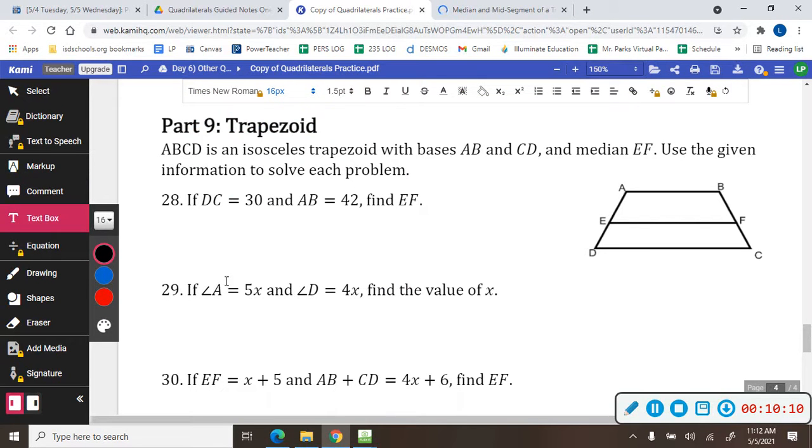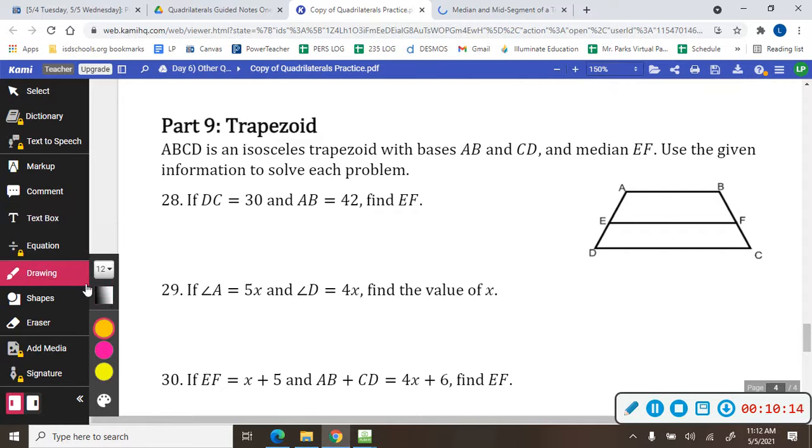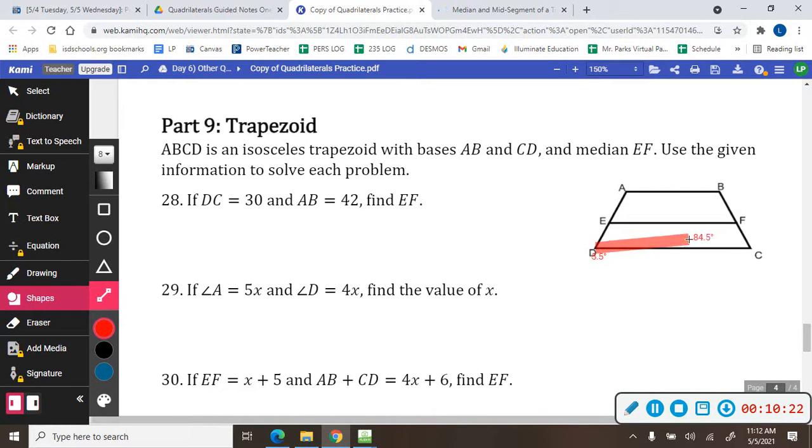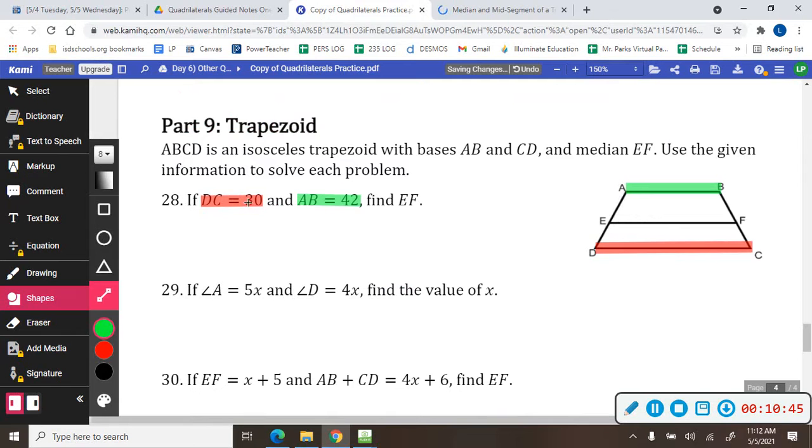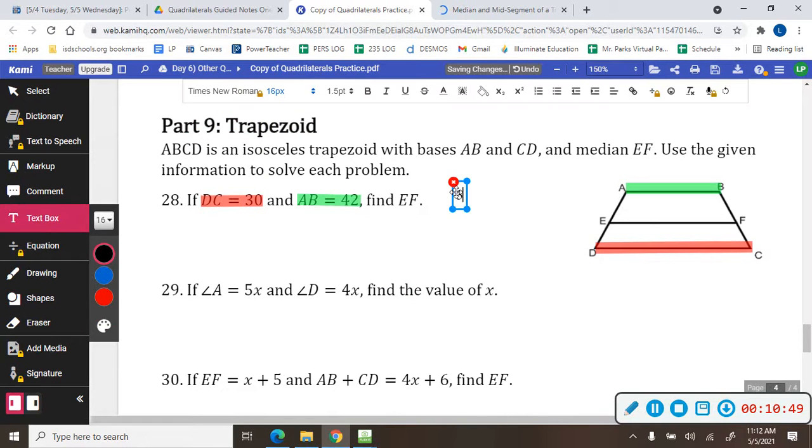So they told me EF is a median. They say DC is 30. So I know that DC is 30. And they tell me AB is 42. And they want me to find that median. Well, the formula said to find the median, you just take this plus this divided by 2. So we're going to take 30 plus 42. So EF equals 30 plus 42, which equals 72. Divide that by 2, and you get 36. So EF is 36.